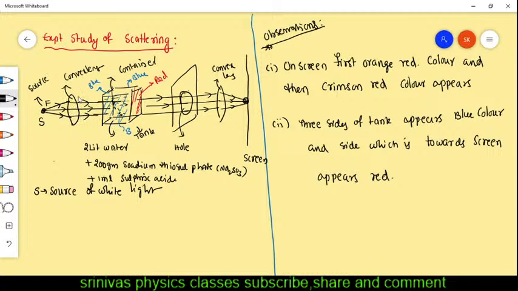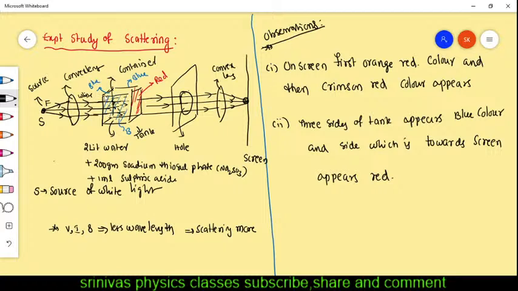When the white light enters the solution, it will be scattered. White light has 7 colors. Out of the 7 colors, which colors will be scattered more? Violet, indigo, and blue have less wavelength. That's why their scattering is more. Our eye is more sensitive to the blue color only. The blue, violet, and indigo colors scatter more because of less wavelength. They will go to the sides, and so on the four sides, this side, this side, this side, blue color passes.